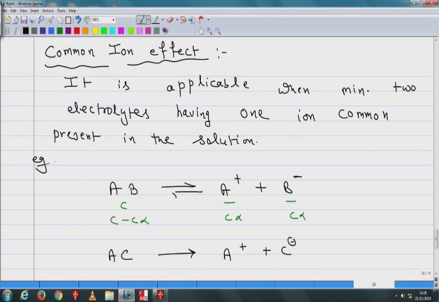For example, CH3COOH plus HCl. Here you can identify that H is common. We will use its application later on. Just copy this one, guys. And after copying this page, please confirm.